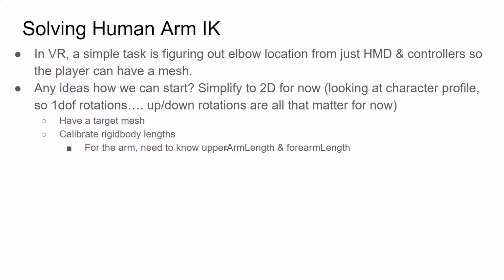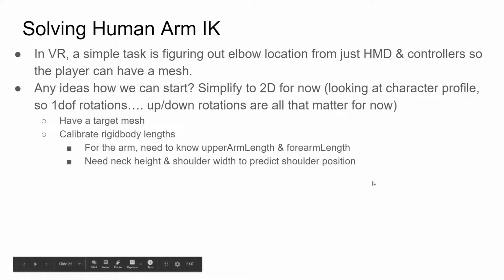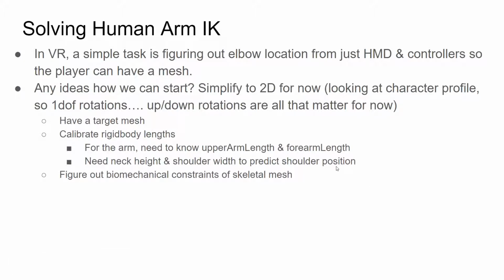So for example, if you're thinking about the arm system, you need to calibrate for the upper arm length and the forearm length. You can also calculate these automatically, because in Unreal and Unity you can get each joint as a game object essentially. And you might need to know the height of their neck and their shoulder width to predict the actual shoulder position. Otherwise you can kind of just naively hard-code it, but that's not a great idea.